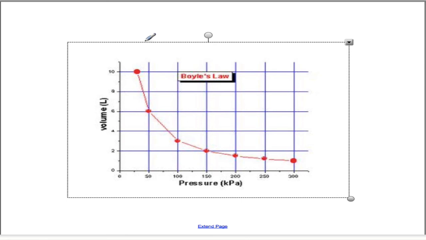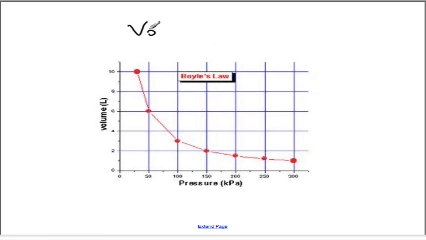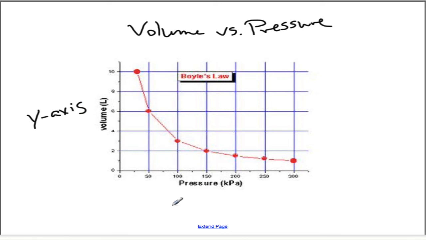This would be volume versus pressure. Same deal. Stop. Take a look at the graph. What are you trying to figure out? What is this data trying to tell me? We've got the title, volume versus pressure. So I should see those two things in the data somehow. Volume is on the y-axis. Pressure is on the x-axis.